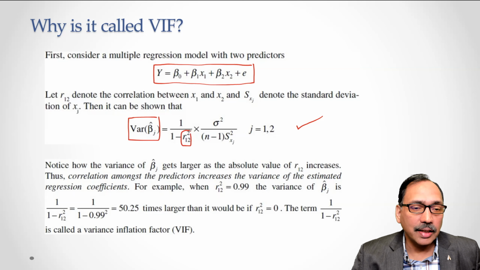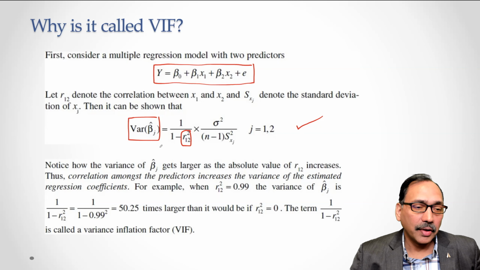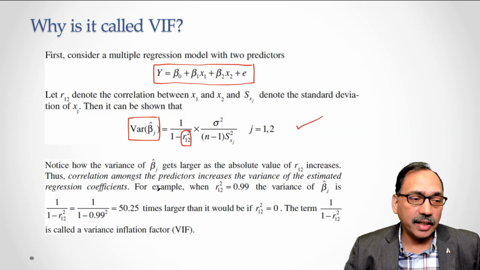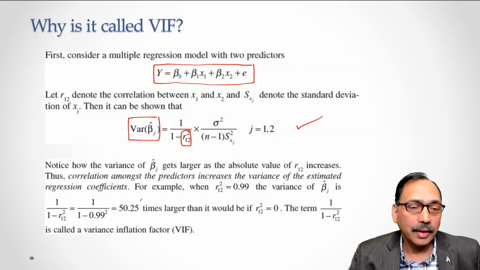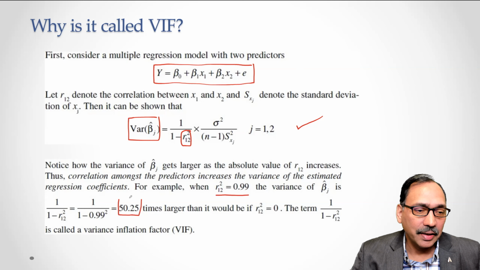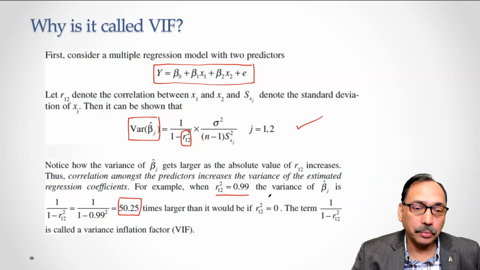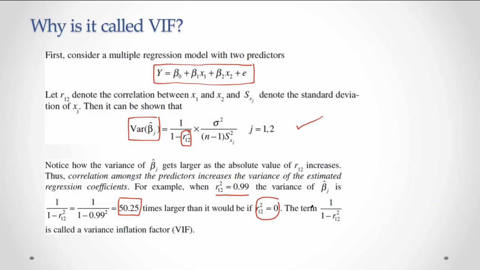If this becomes larger and larger, obviously it will not be 1, but when it is 0.9 or 0.99, this variance is going to be higher and higher. Thus, correlation amongst the predictors increases the variance of the estimated regression coefficient. In one example with 0.99 here, the variance is as high as 50.25, so 50 times more compared to r square equals 0. Therefore the term 1 divided by 1 minus r square is called the variance inflation factor.